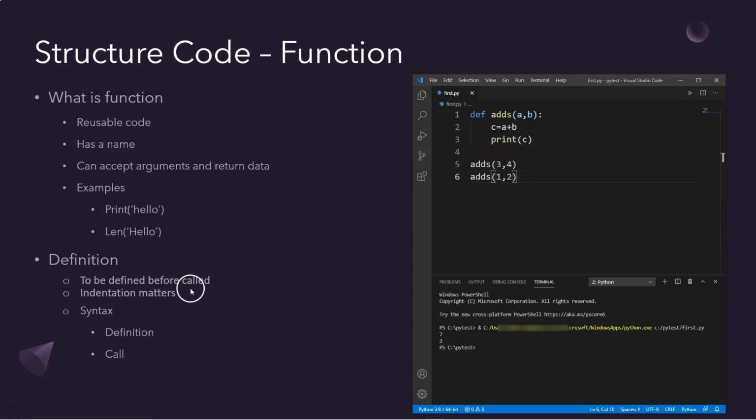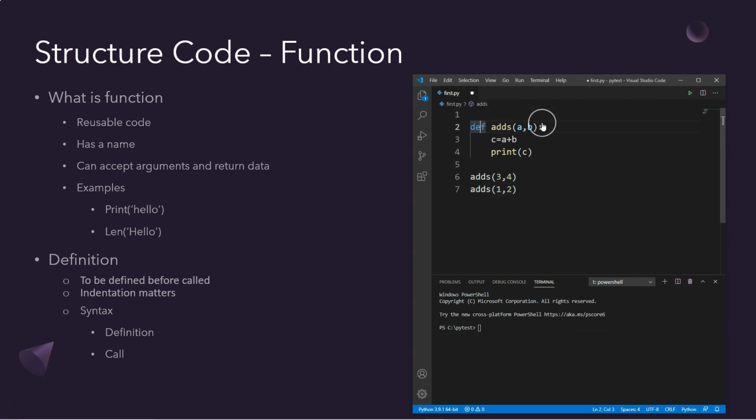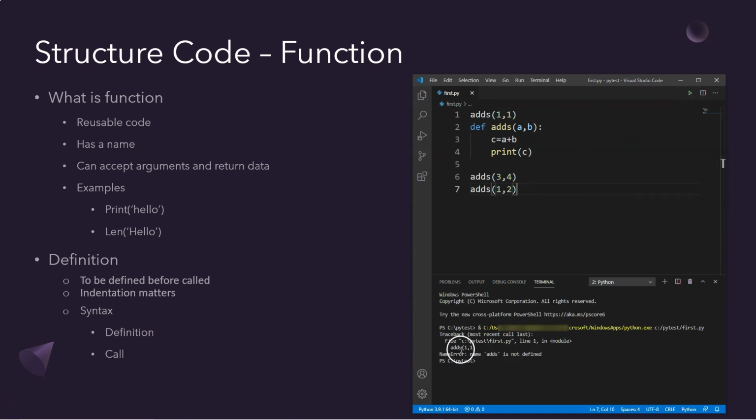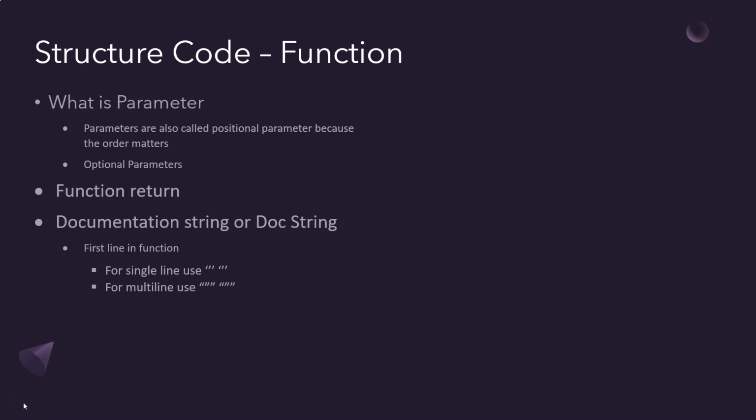So one point to remember is the function definition should be before the call. Let's say I call it here before defining it, the compiler will not understand what is add because it is never defined. So it will throw an error like this. It says name add is not defined. So the function should be defined before it is called, and this is the syntax, and this is how we call it, and these are the parameters. We are going to get into more parameter details in the next slide.